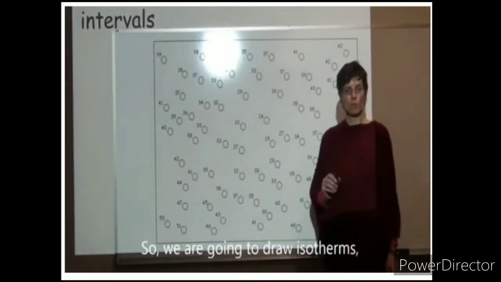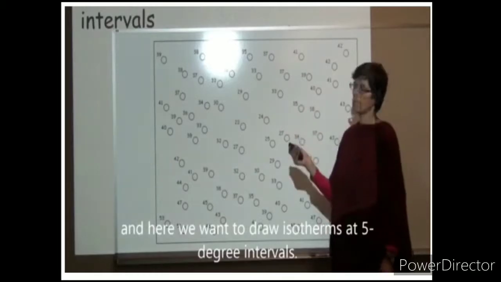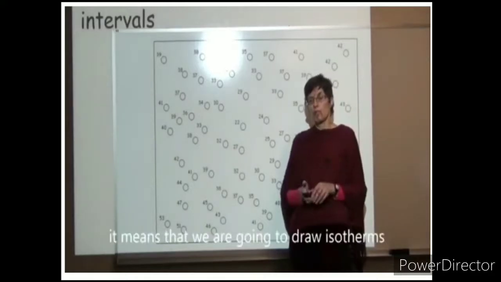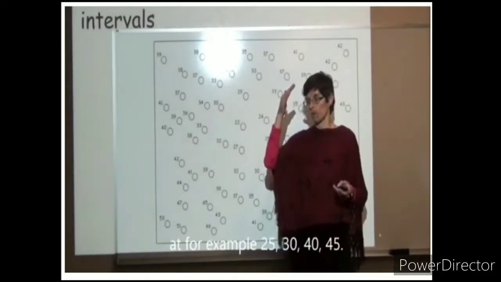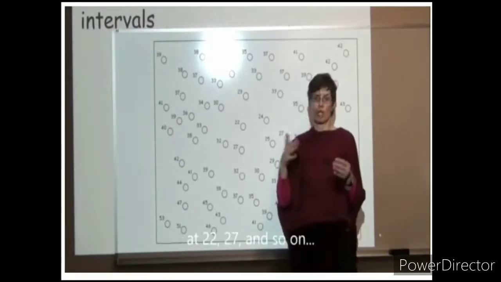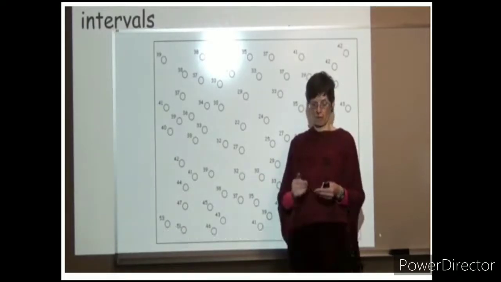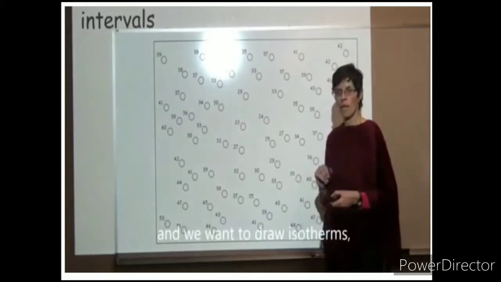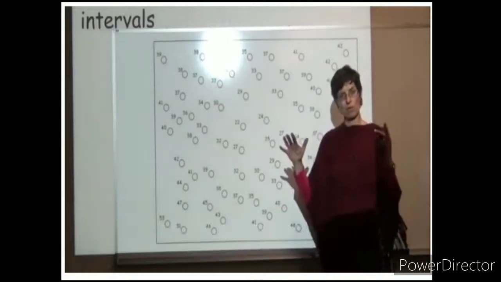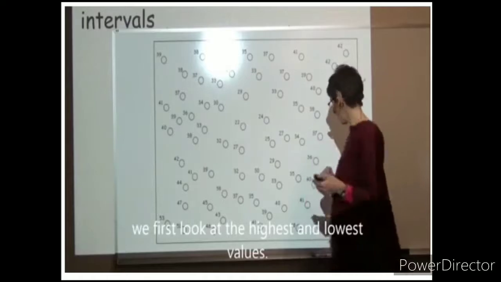This map is a map of temperatures, so we're going to draw isotherms, and here we want to draw isotherms at 5-degree intervals. So drawing isotherms at 5-degree intervals means that we're going to draw isotherms at, for example, 25, 30, 40, 45. We're not going to draw isotherms at 22, 27, and so on. So we're actually going to use multiples of 5. When we have a map like this and we want to draw isotherms, the first thing we need to do is to establish the pattern. And the way we establish the pattern is we first look at the highest and lowest values.